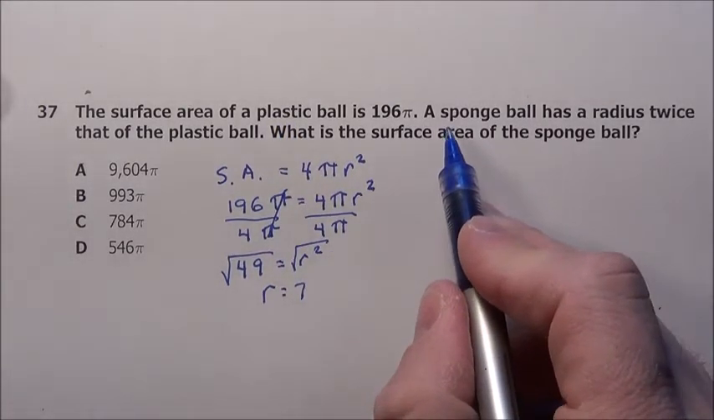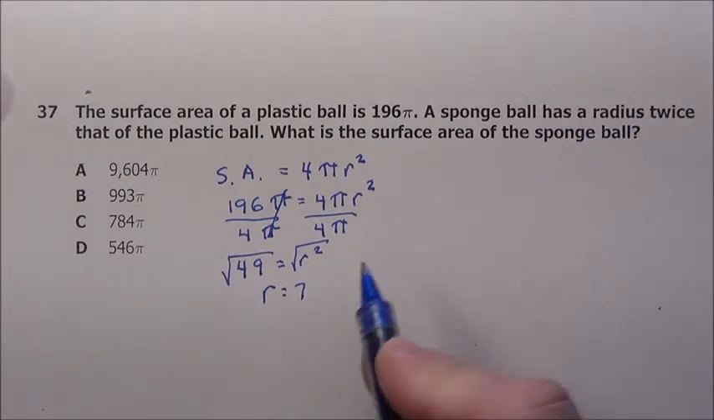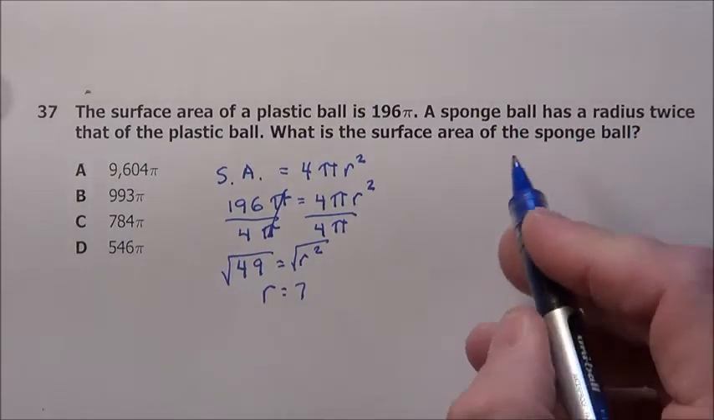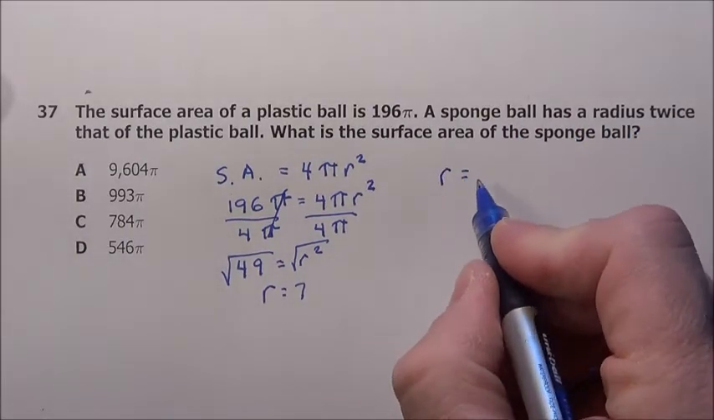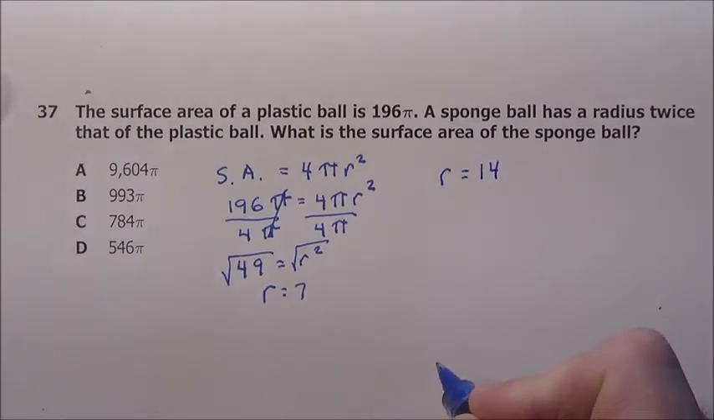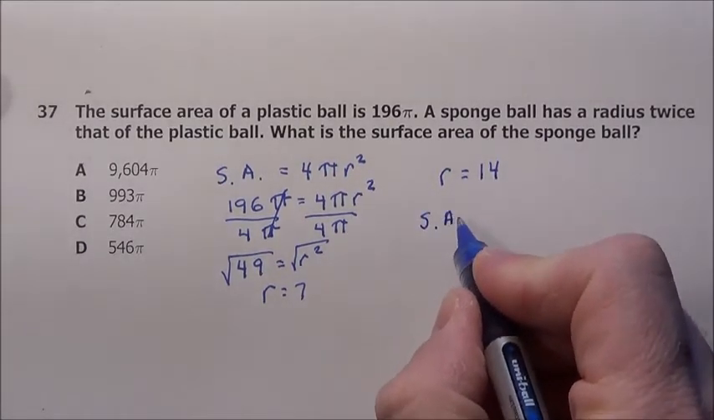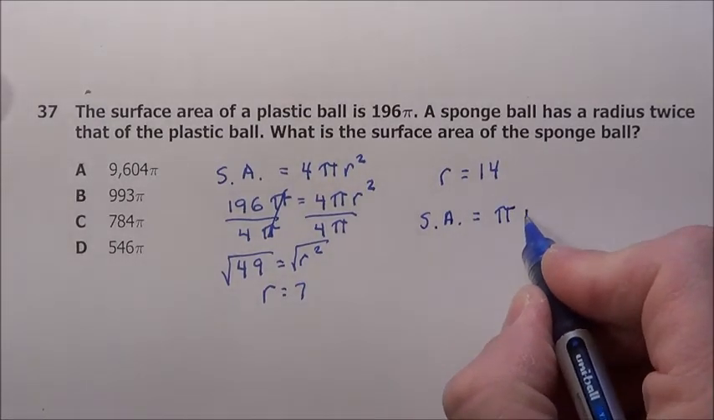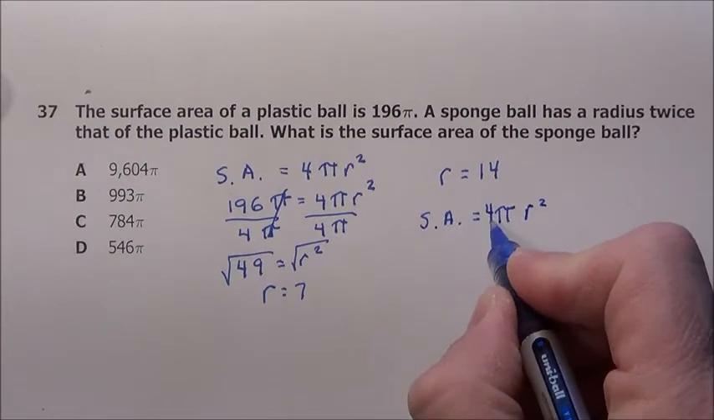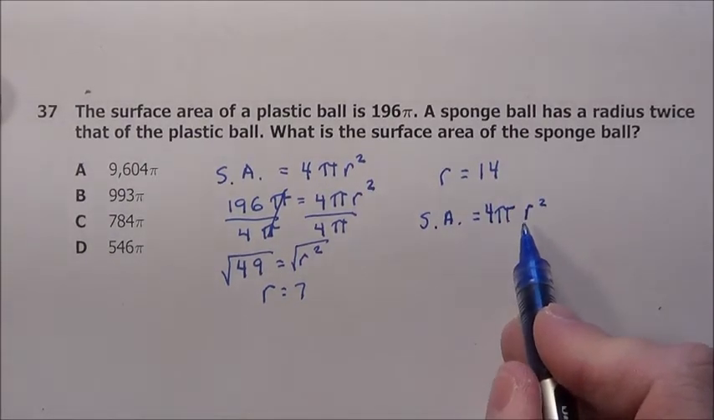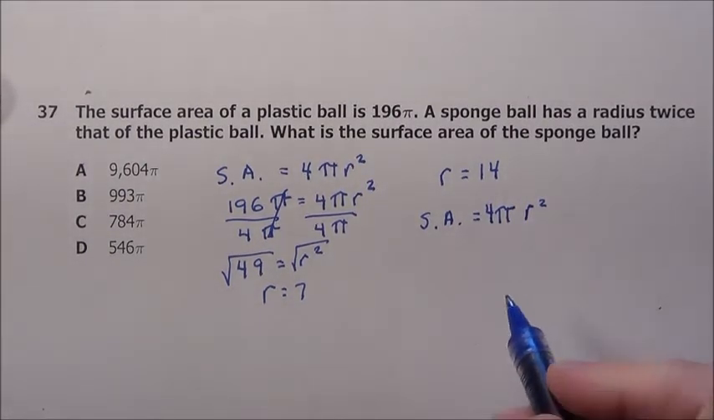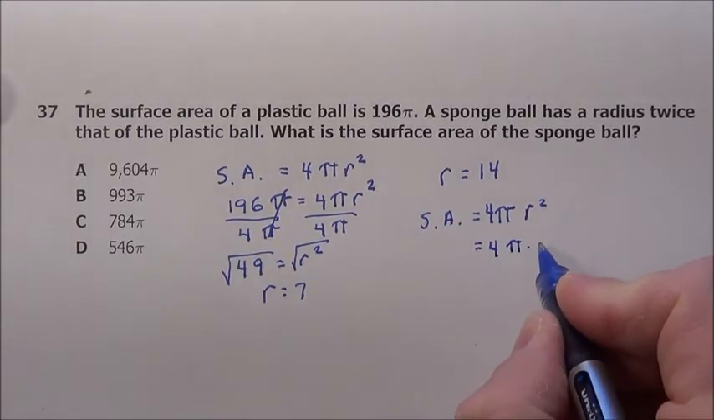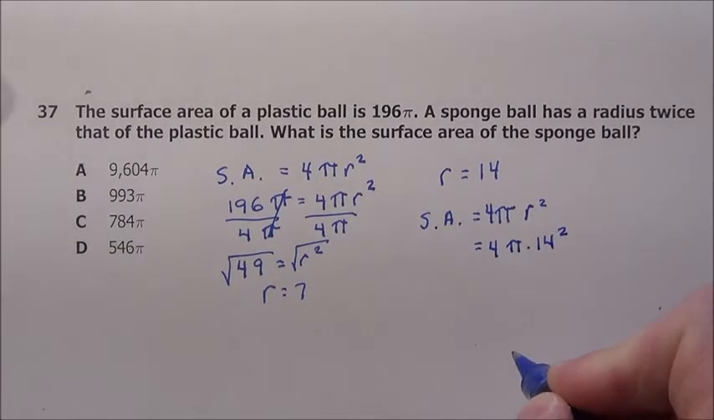We now can apply that to the sponge ball, whose radius is twice as much. So if the plastic ball has a radius of 7, the radius of the sponge ball is twice 7, which is 14. So the surface area of the sponge ball, the formula is 4 times pi times the radius squared. I just remember it's sort of the area of a circle, and it's 4 times as much. Pretty cool formula, really. So it equals 4 times pi times 14 squared.